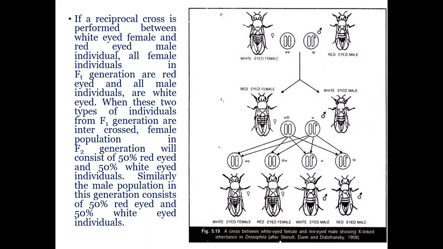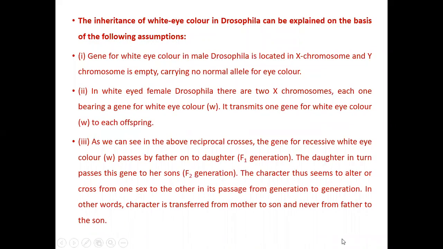That is in a reciprocal cross. The F1 generation are intercrossed. In the F2 generation, the female population will be 50% red-eyed and 50% white-eyed. Similarly, the male population in this generation consists of 50% red-eyed and 50% white-eyed individuals. So the inheritance of white eye color in Drosophila can be explained based on these assumptions only.